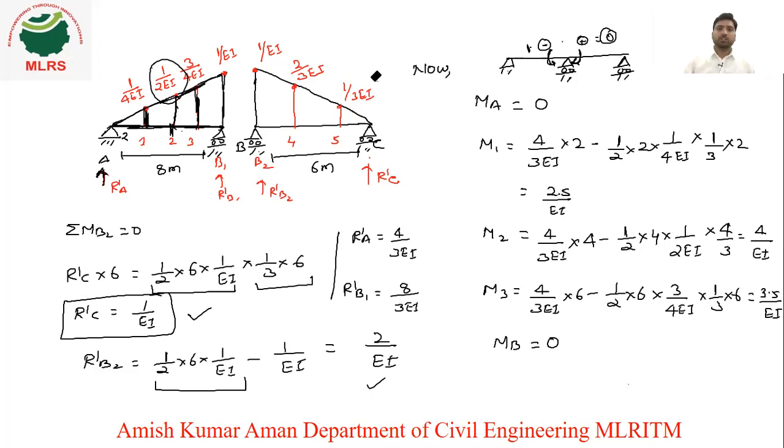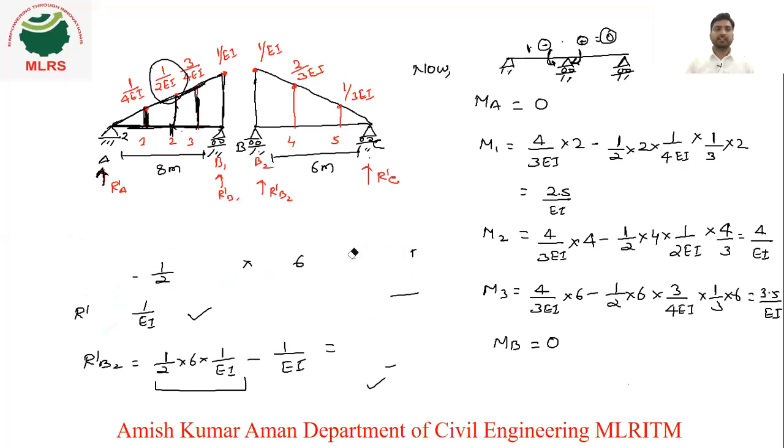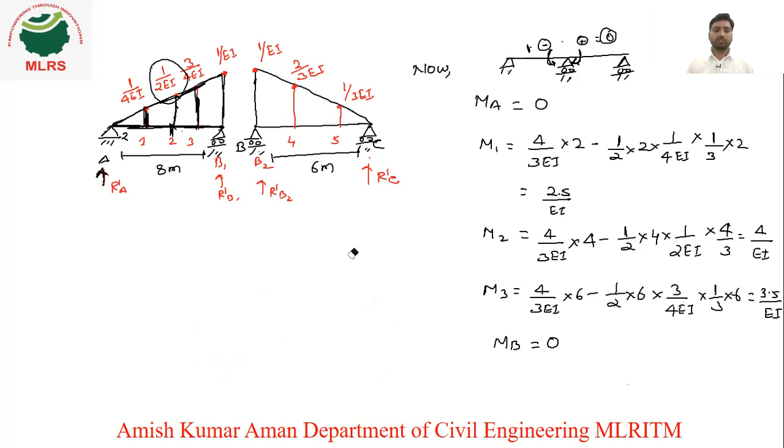Now we will go for the next span, that is the BC span, right? So for the BC span, we need to calculate M5, M4, and MB there also will be 0 only, right? So no need to calculate MB in that, already we have calculated. So for span BC, we will have the MC value that is 0 only. You can see here at this point it will be 0 because R dash C into distance is 0. Now coming to M5, M5 will be the R dash C value, which is 1 by EI, right?